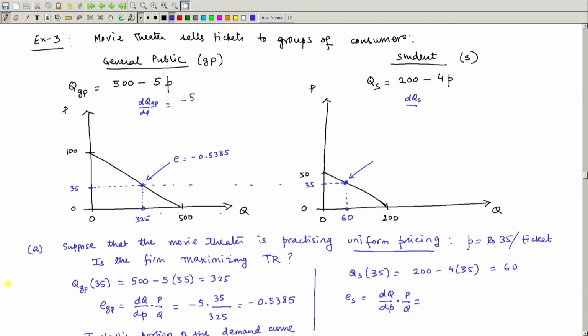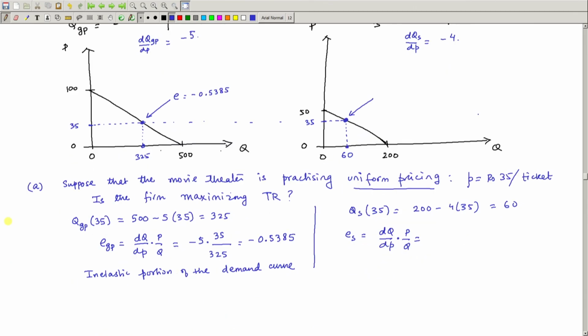So, dQs/dP is going to be the derivative of this entire expression, 200 minus 4 times P. 200 is a constant, so that will not contribute. So, I am going to get minus 4 times the derivative of P with respect to P, which is going to give me 1. So, this is going to be minus 4 times the price, which is 35, divided by the quantity demanded, which is equal to 60. Now, if you do this arithmetic, it will turn out to be a value minus 2.33, right. So, I will write E_GP here and E_S equals minus 2.33.